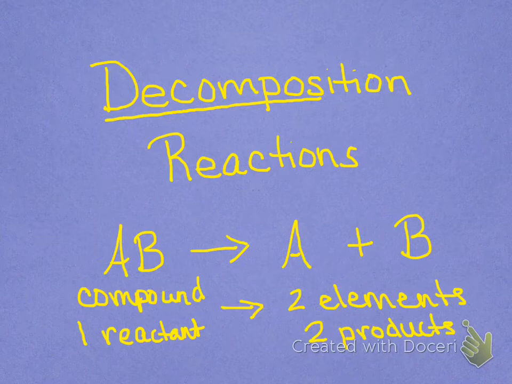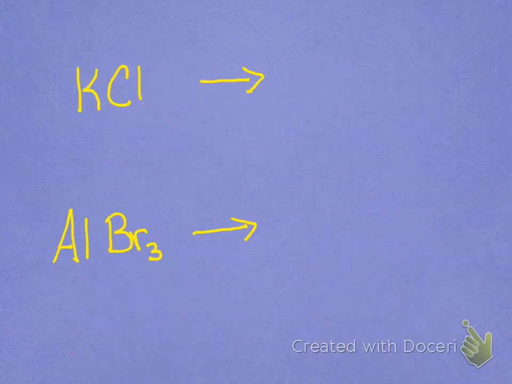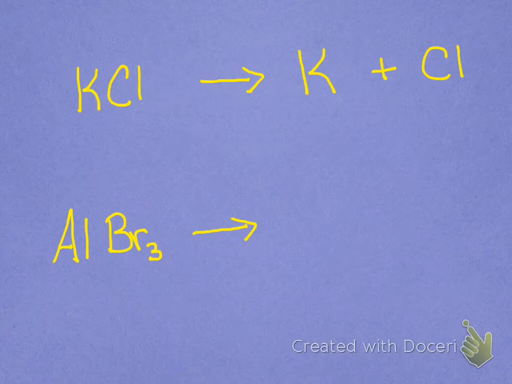Okay, so you should be able to identify those. When you see them, the thing that you're going to notice is there's only one reactant. So what you're going to do is you're going to break that down. So we have potassium chloride. That's going to break down to K plus Cl. Now here's the question. Can I just leave it like that? Is it just K plus Cl?